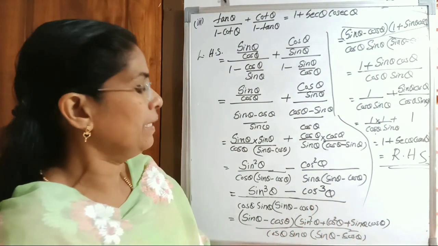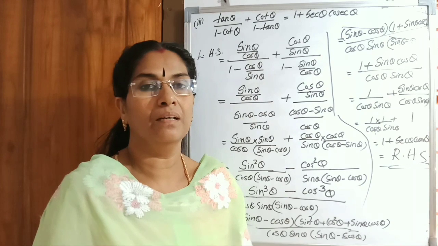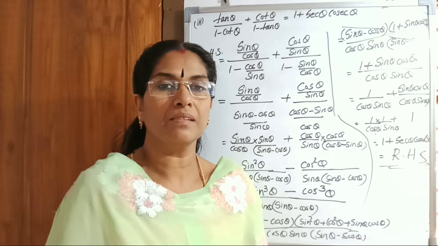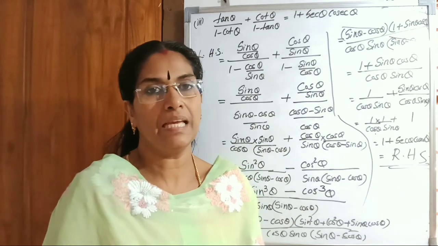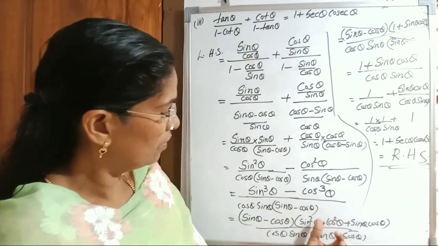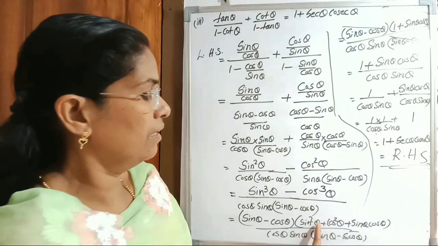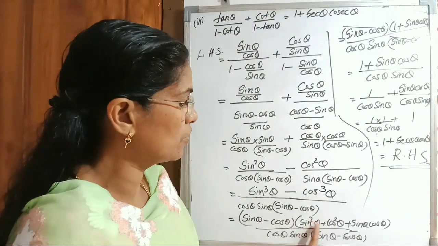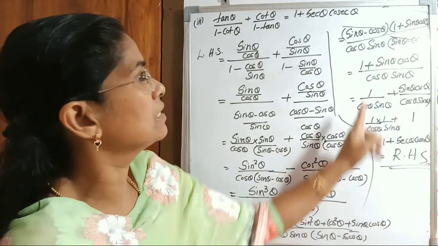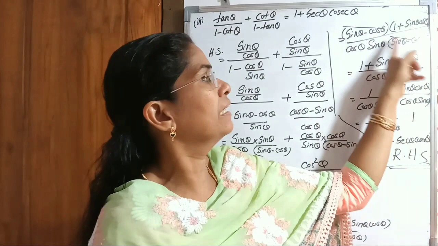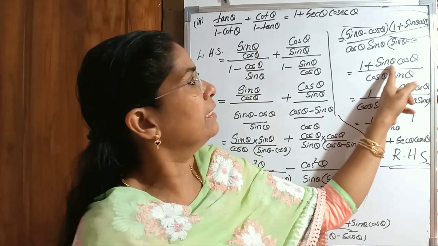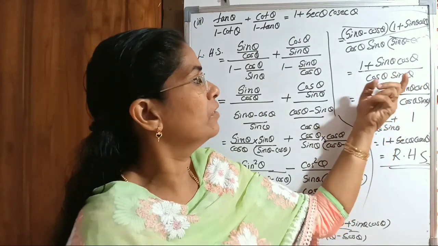After that we apply the expansion a cube minus b cube is a minus b into a square plus b square plus ab. So we are applying that identity here. After that we apply the trigonometric identity sin square theta plus cos square theta is 1. Again we will get 1 plus sin theta cos theta. In the numerator and denominator we will get one same term, that we will cancel. After that the numerator is only 1 plus sin theta cos theta, divided by cos theta sin theta in the denominator.